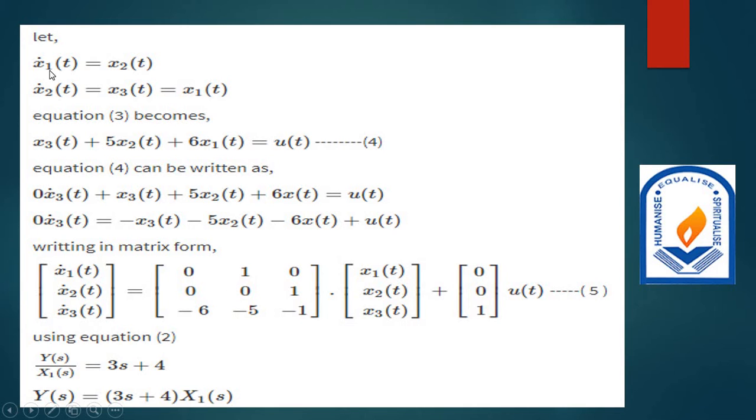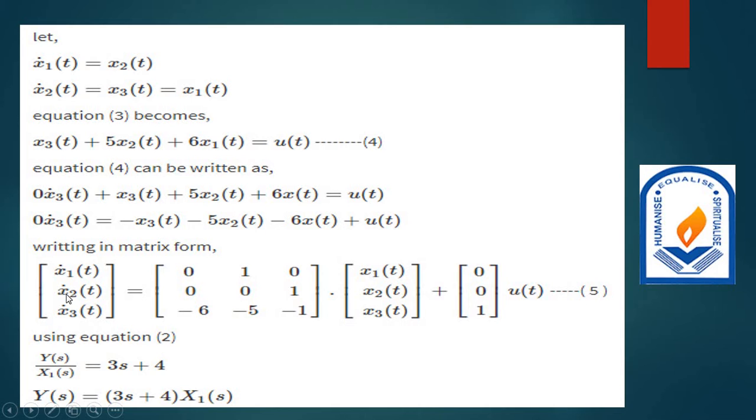So what is x1 dot of t? That is the x2 term. So here the x2 term is present, x3 and x1 terms are missing. So 0, 1, 0. From this equation, x1 dot of t, we get x2 of t only. So the second term is present, the first and the last terms are absent. So that is x1 of t.